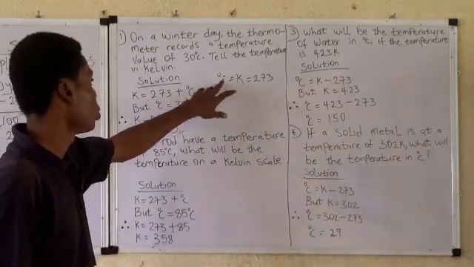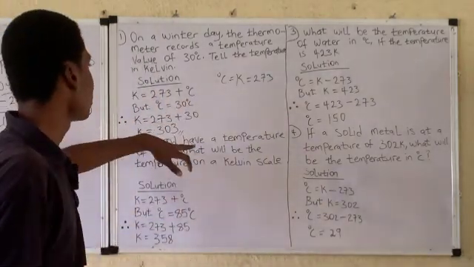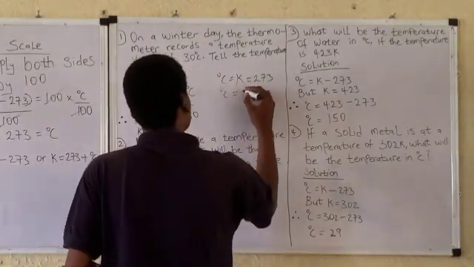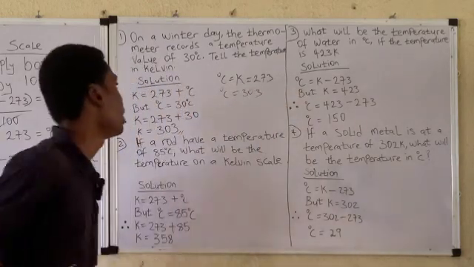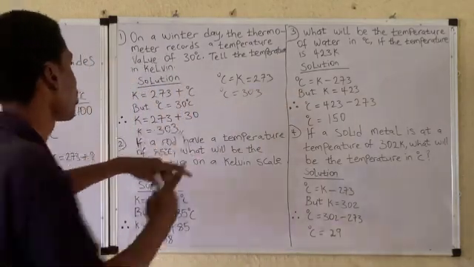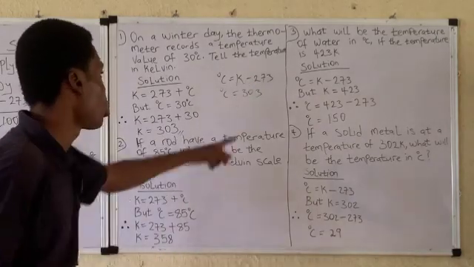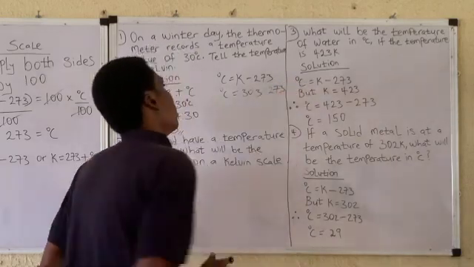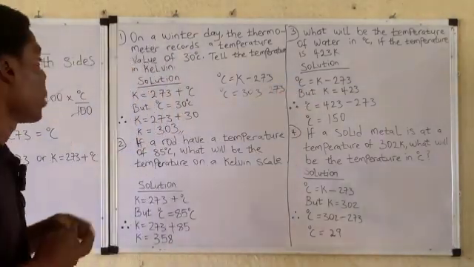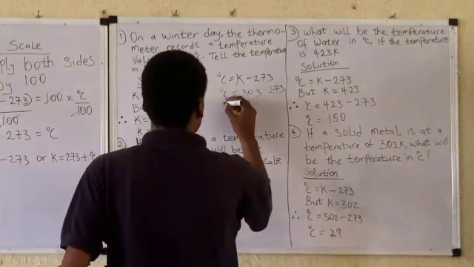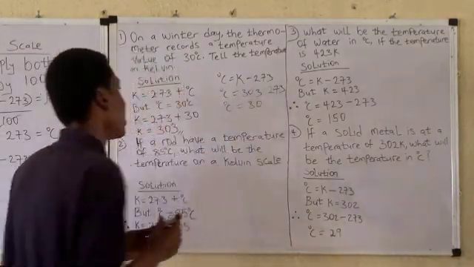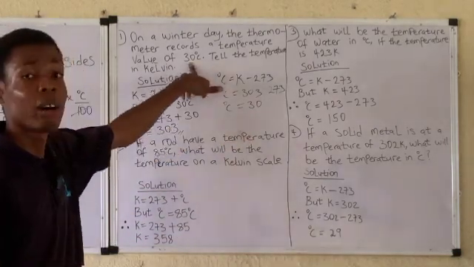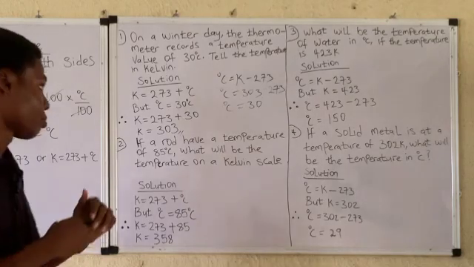To find the Celsius back, we have Kelvin. What is our Kelvin here? 303, then minus 273. 303 minus 273 gives us 30. So you can see that our degrees Celsius is 30, which is what we have in the question.